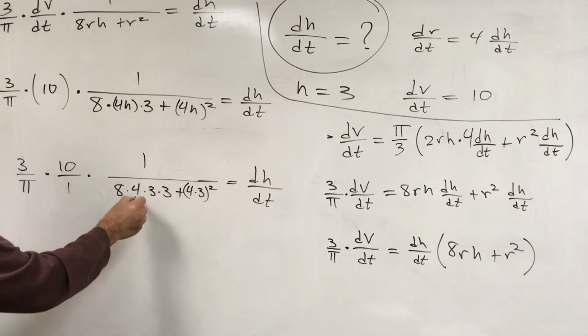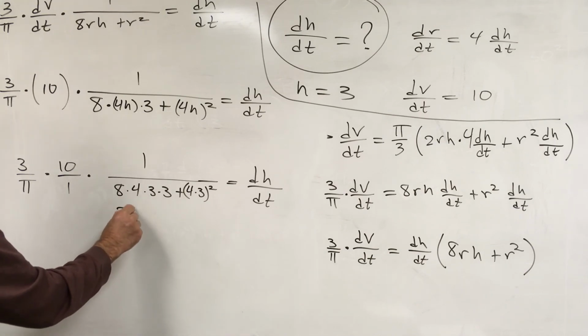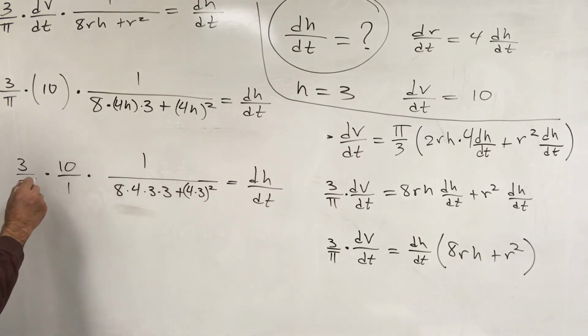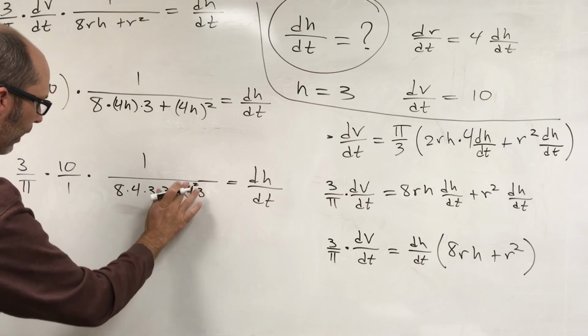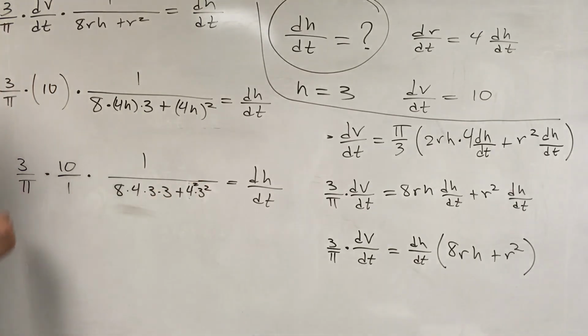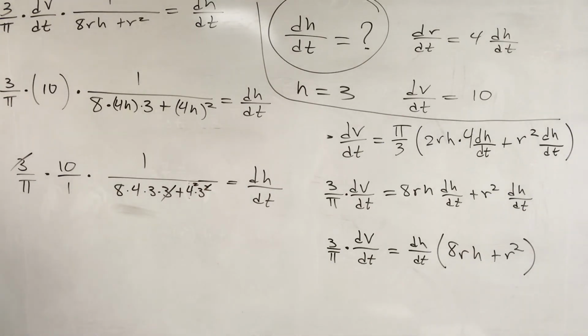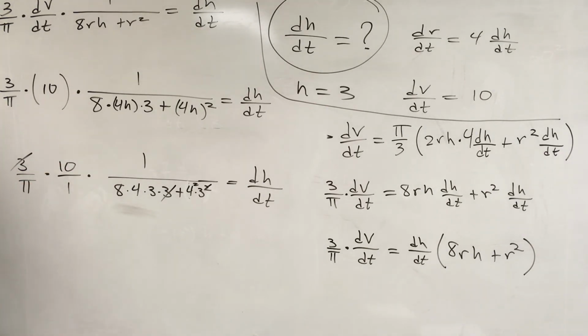One way you could also proceed is to cancel some terms: 8 times 4 times 3 squared, and so on. There's also a factor of 2 that would cancel with the 10, but we're pretty much there. So do the math and you'll get the answer.